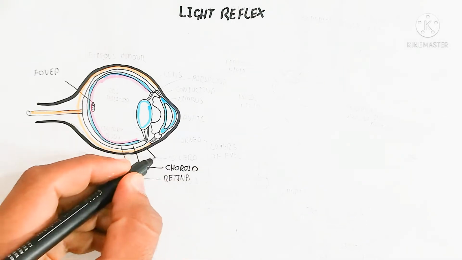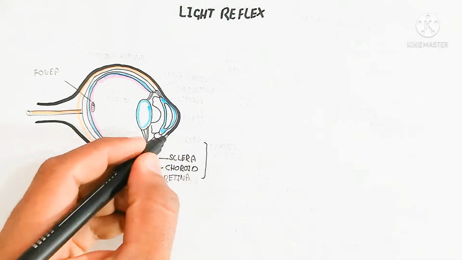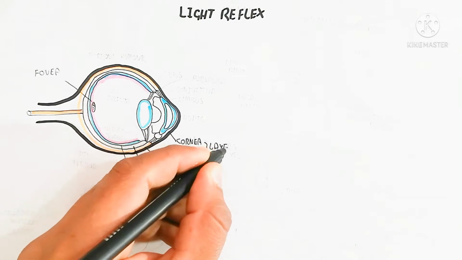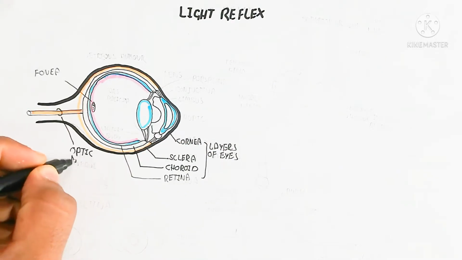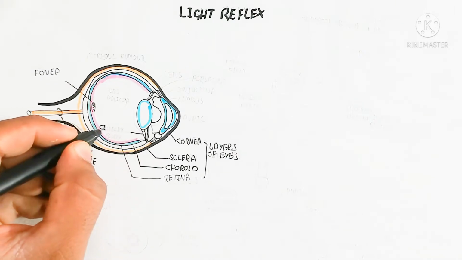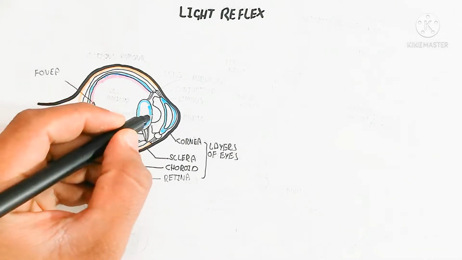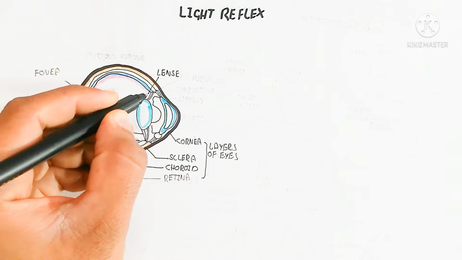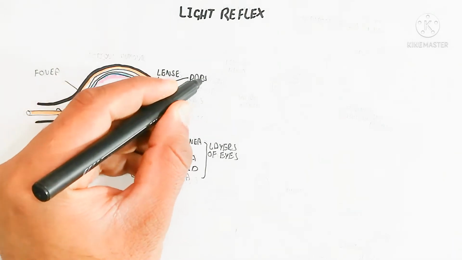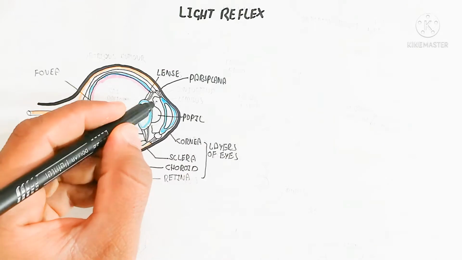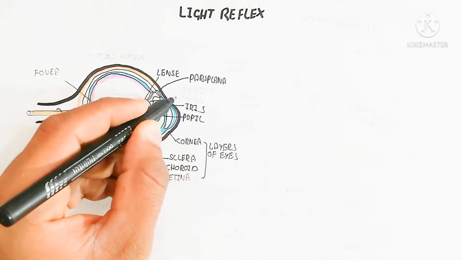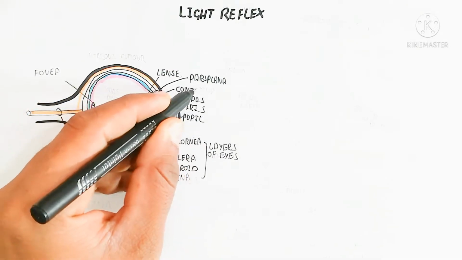Here the outer layer is the sclera, and the middle is the choroid, and the retina is the innermost layer, which contains the fovea and rod and cone cells used for light absorption. And this is the layer of the eye, and this is the lens, and this is the pars plana and pars plicata, which are bound with the ciliary body.